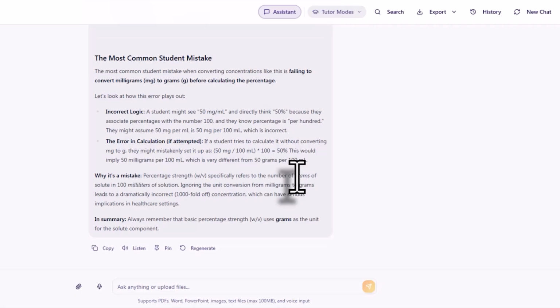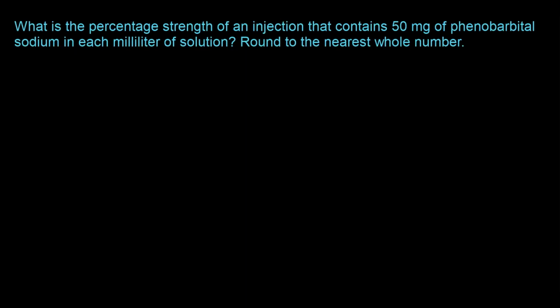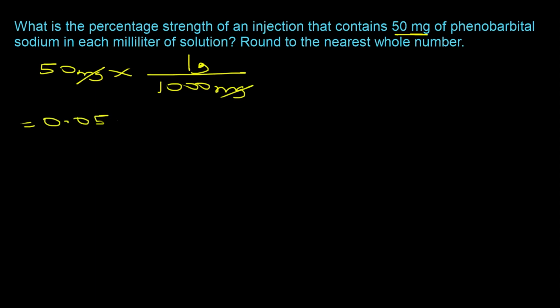So let me give you a quick perspective of what this would look like if I was solving this manually. The first thing we will do is take this 50 milligrams and convert that to grams. So we will take 50 milligrams and use the conversion factor that 1,000 milligrams is 1 gram, and we just set up a dimensional analysis. So now the milligrams will cancel out and that will give 0.05 grams. Now notice that this 0.05 grams, which is basically the 50 milligrams, is in each milliliter. So 0.05 grams is in 1 milliliter.